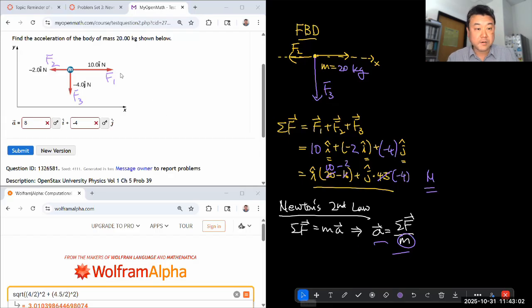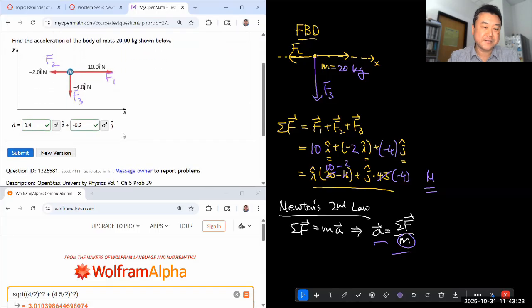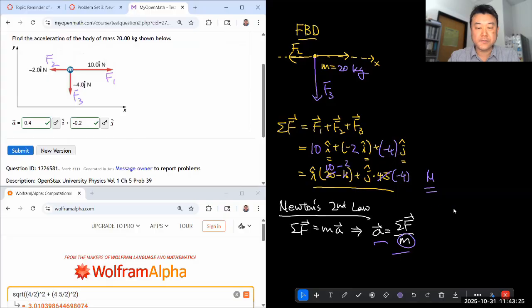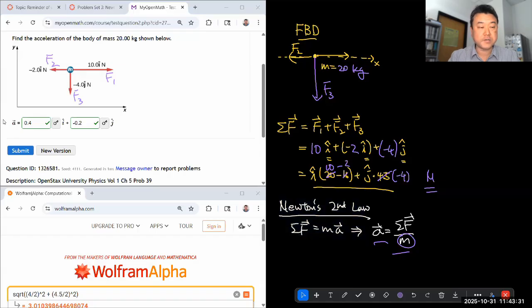So each of these numbers, 8, I need to divide by 20. I think I can do that in my head, 0.4. And minus 4, I need to divide by 20. I think I can do that in my head, 0.02. Wait, is that right? 0.2, I think. Let's give it a try. Good. Yeah, so that's it. You just have to make sure you add the force vectors by components, and make sure to use Newton's second law to relate it to acceleration, which they're asking you for.